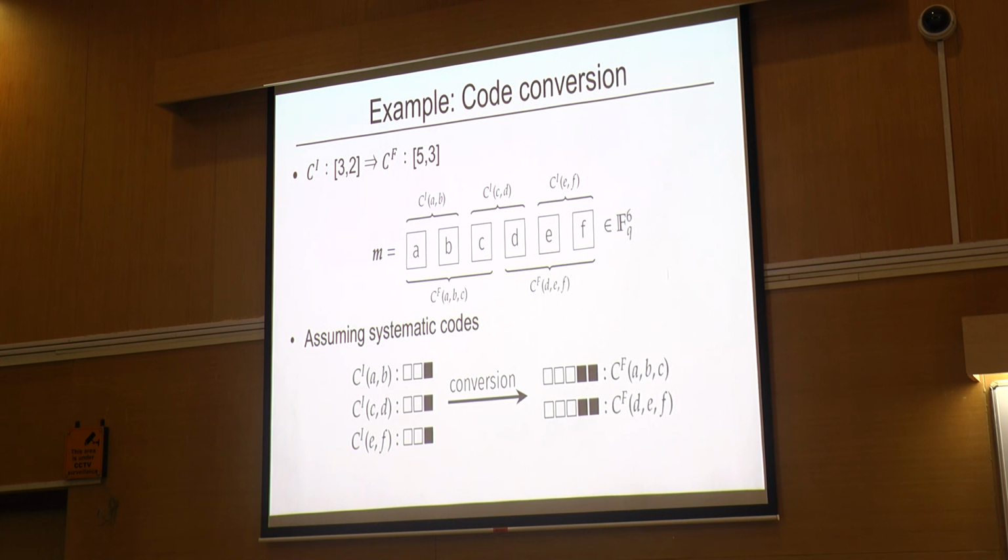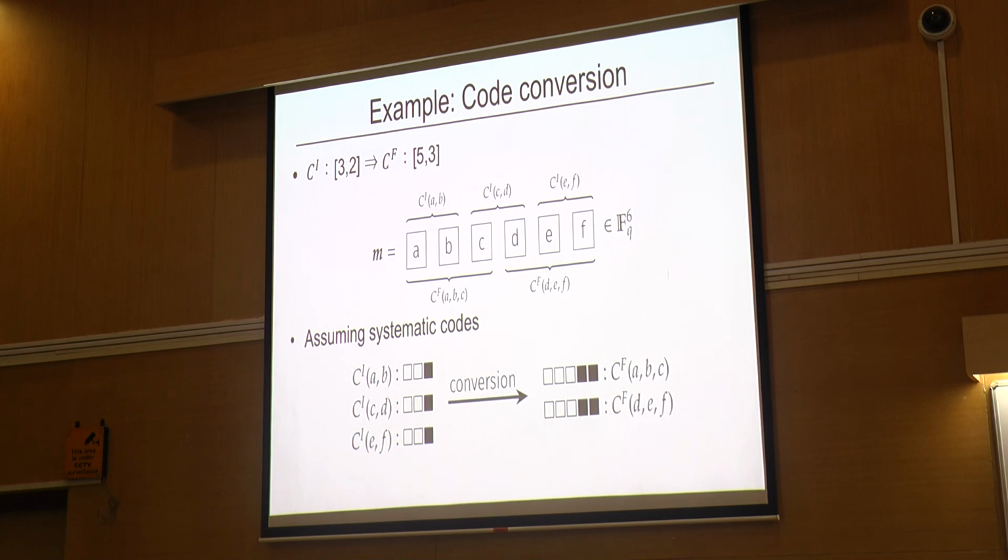So if the codes are systematic, then the conversion procedure would look like this. We'll have 3 initial code words where the empty boxes are data blocks and shaded blocks are parity blocks, going into 2 final code words where k is 3.